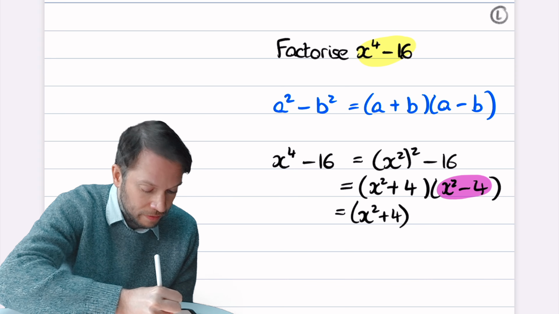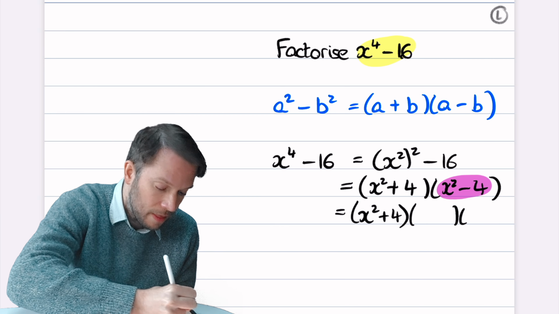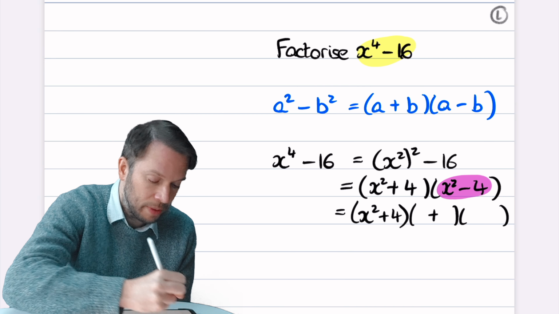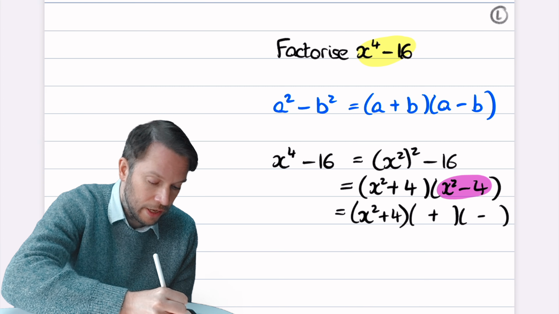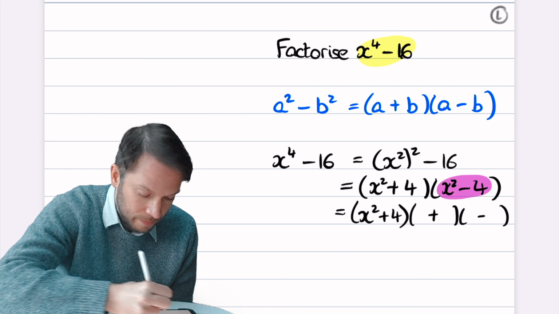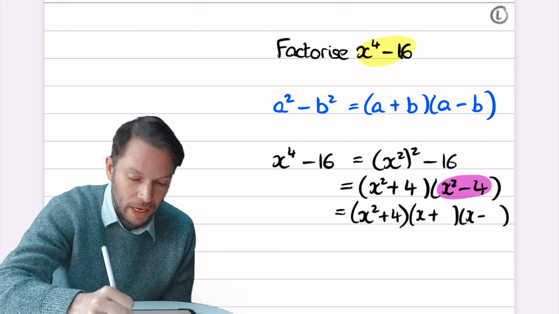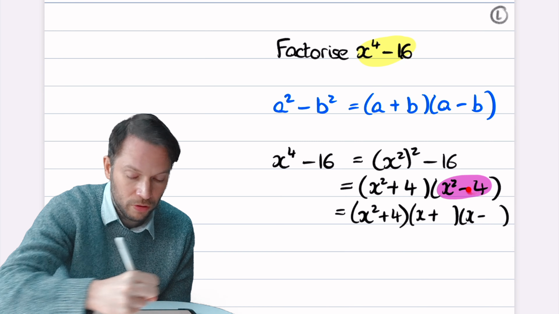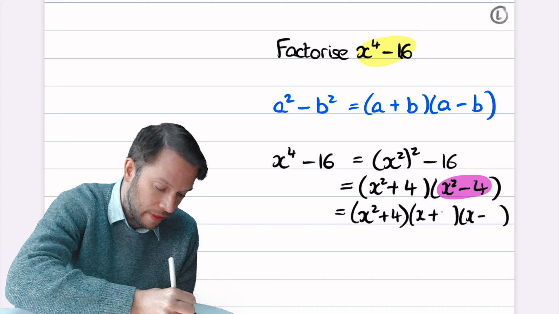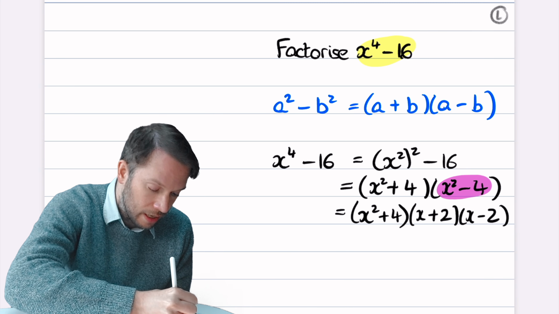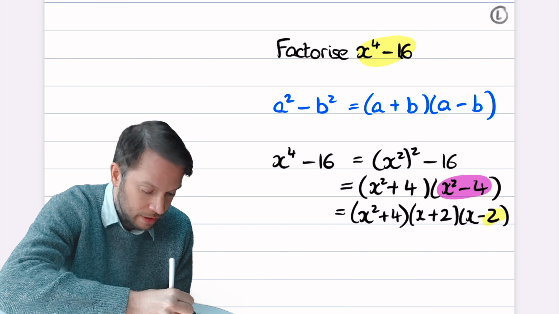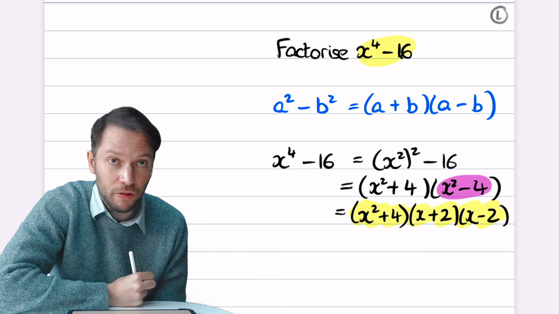But the x squared minus 4, we can write as two brackets, plus in the middle of one, minus in the middle of the other. We do the square root of the first term. The square root of x squared is x. And then we do the square root of the second term, the 4. The square root of 4 is 2. So we put it like that. And this expression here, that is the final answer. We can't factorise it any further.